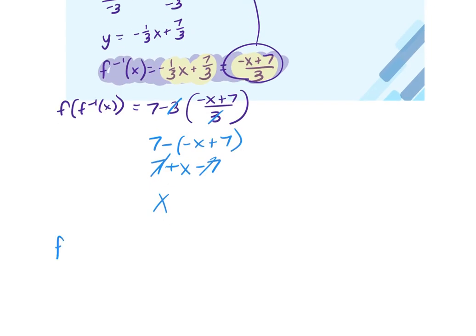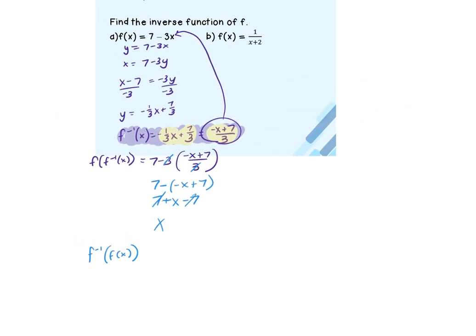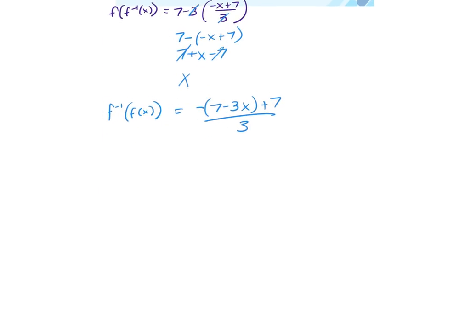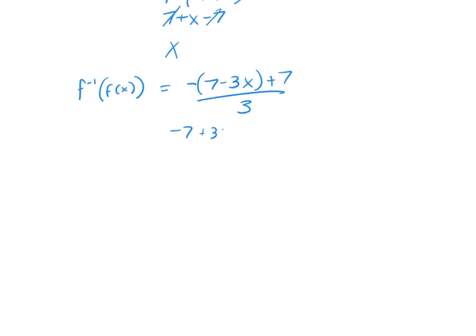And if I reversed it, if I found f inverse of f of x, now I'm taking the f of x and plugging it into the f inverse of x. So it'd be negative (7 minus 3x) plus 7 over 3. And I'd get negative 7 plus 3x plus 7 over 3. The negative 7 and positive 7 cancel out, and the 3's cancel out, and I get just x.